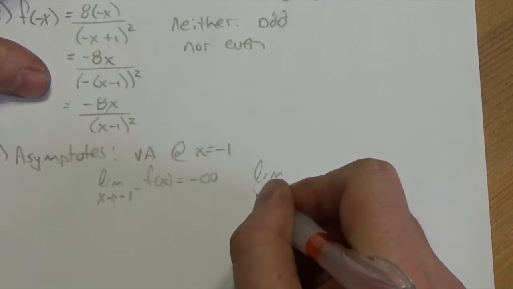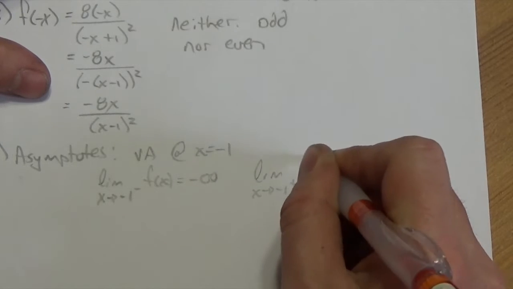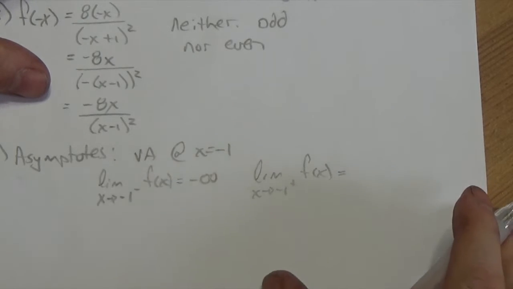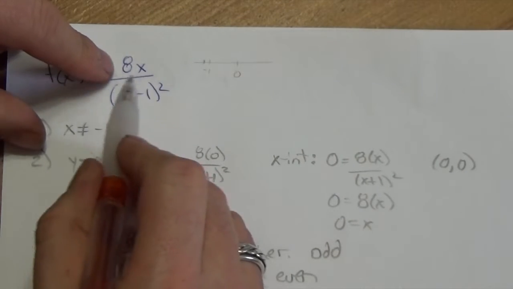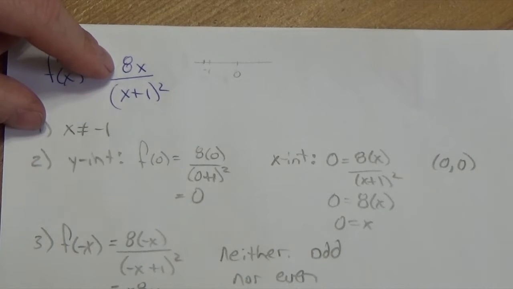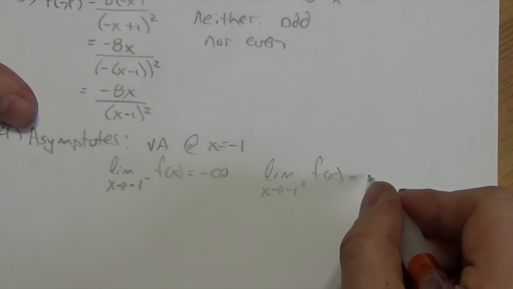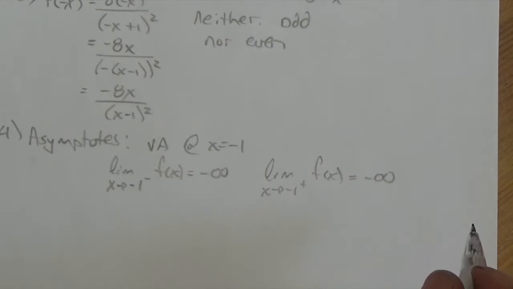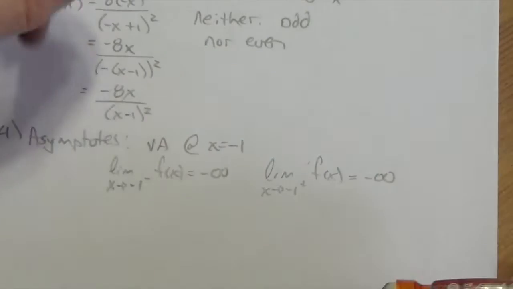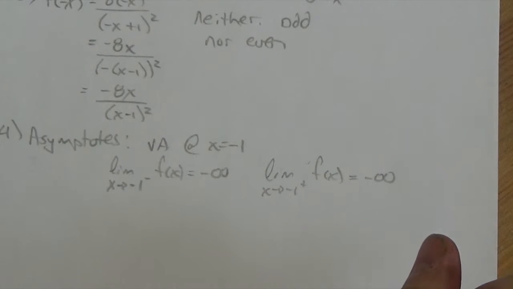If I now take the limit as x approaches negative 1 from the right of f of x, basically the exact same argument can be made here. The numerator is still going to be negative, and because of that square, that denominator is still going to be positive, so I'm still going to get negative infinity. So as we get closer and closer to negative 1, the graph is dropping down. It's dropping straight down.